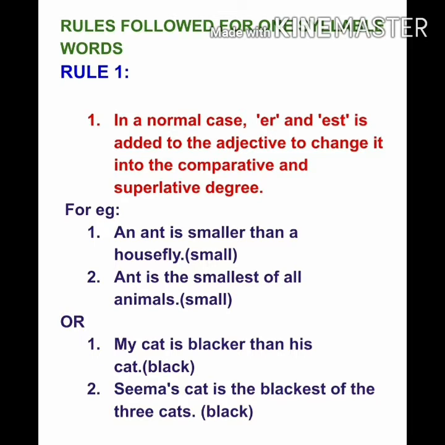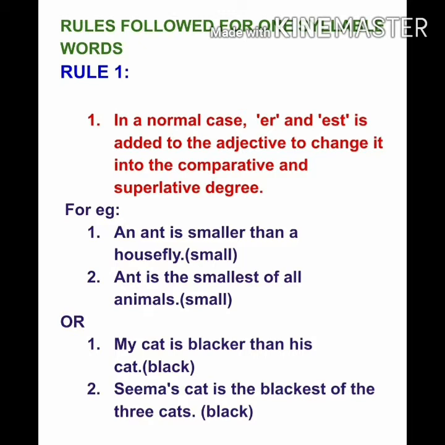Now let's look into the next example. My cat is blacker than his cat. Here the adjective is black. ER is added to the word to take it to the comparative form, and a comparison is made between my cat and his cat.